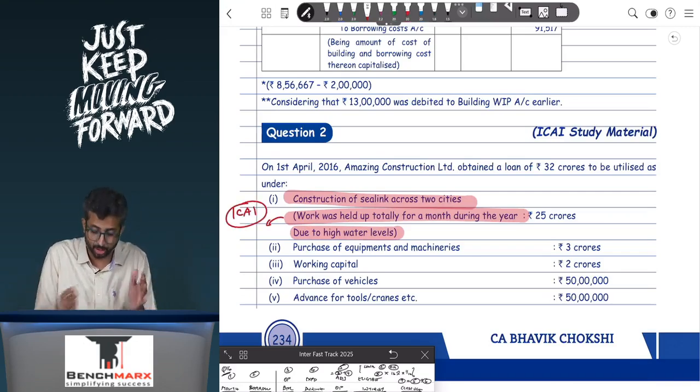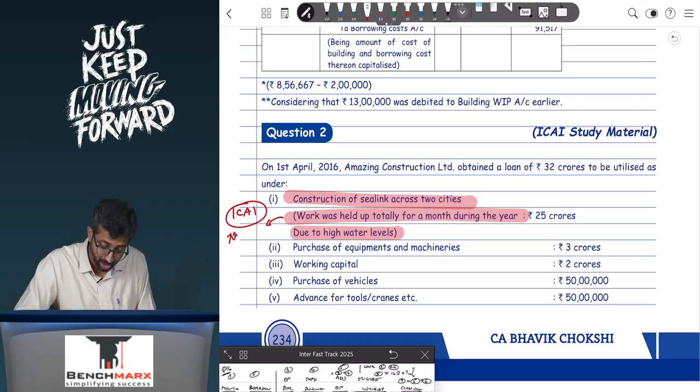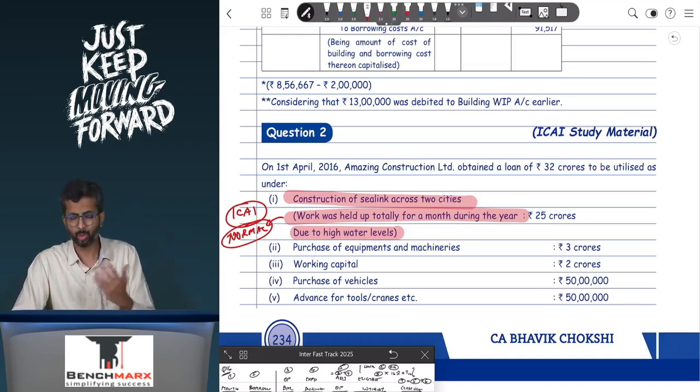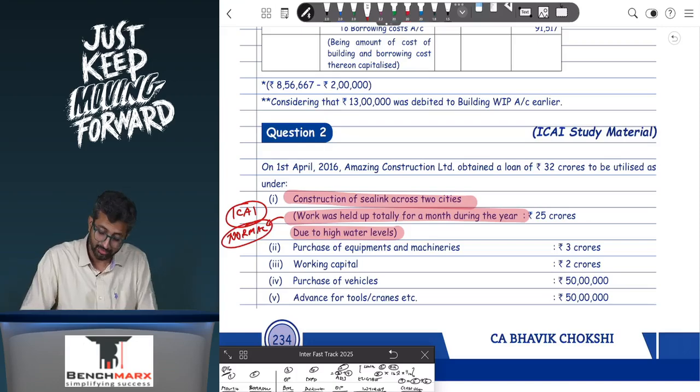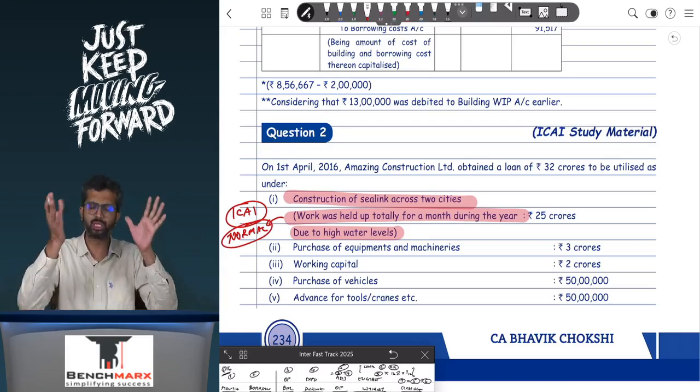ICA has either assumed that these high water levels are normal and hence no suspension is done, or ICA has assumed over here that these high water levels for 1 month is not an extended period and hence they've ignored this sentence and done the working in the usual manner.